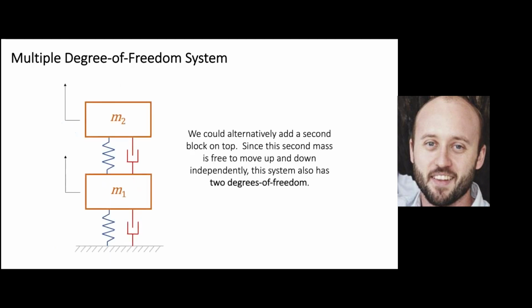We can also arrange this differently. So instead of giving one block left and right motion, we could restrict one block to moving up and down and add a second block on top of it and allow that to move up and down. And now, since we have 2 blocks, each only able to move in one direction, we would also say that this is a 2 degree of freedom system. So there are different ways that we could arrange our fundamental element such that we can get various forms of complexity.